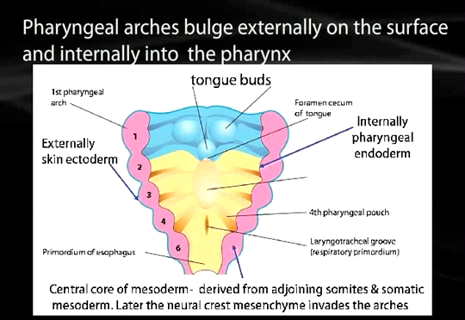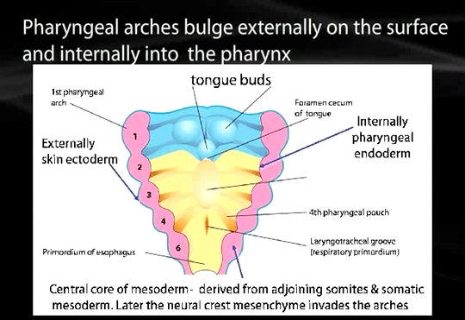Here we can see the tongue buds that are going to be forming on the inside of this arch structure. And then you can see the foramen cecum where the thyroid gland is going to migrate down from. The first arch is going to have two components to it, the mandibular and the maxillary component, and then the other arches, except for 5, will progress down from that.